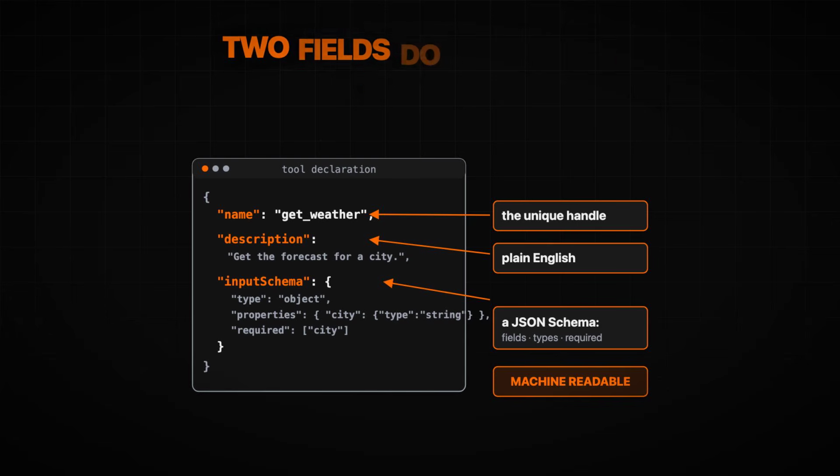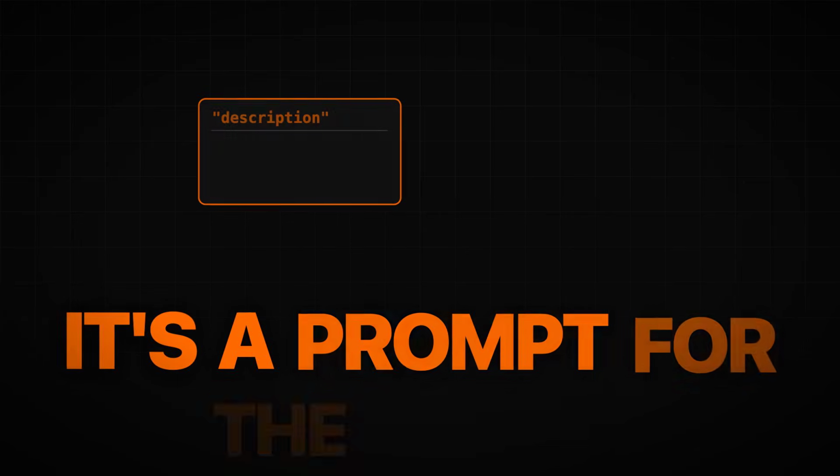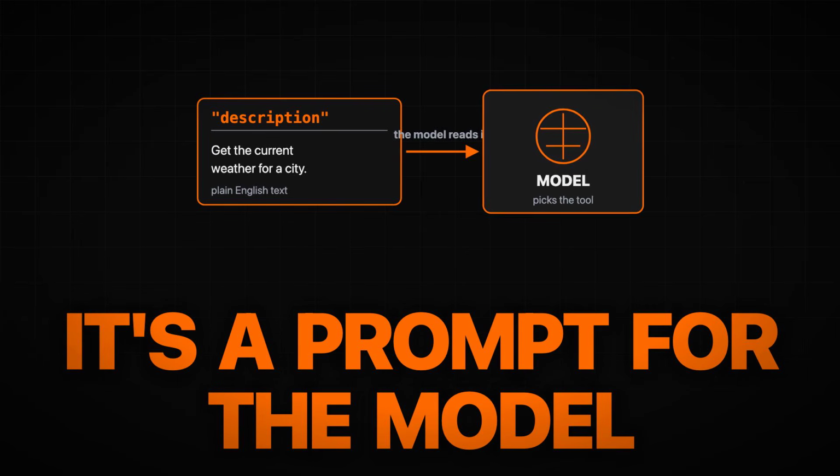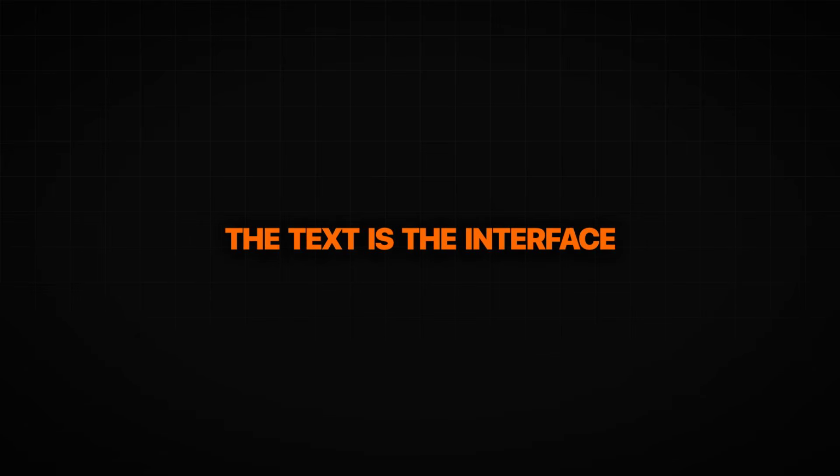Two of those fields do something sneaky. Watch. That description? It's not documentation for you. It's a prompt for the model. The model reads it to decide whether this tool is the right one for the job. A vague description and the model picks wrong. The text is the interface. Write it like the model is reading it, because it is.